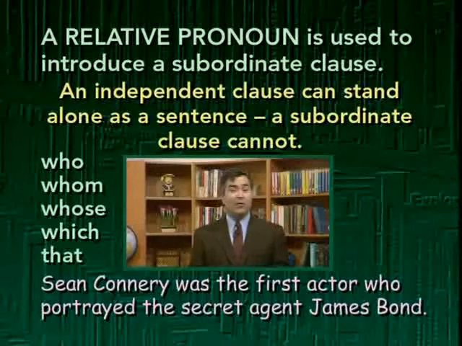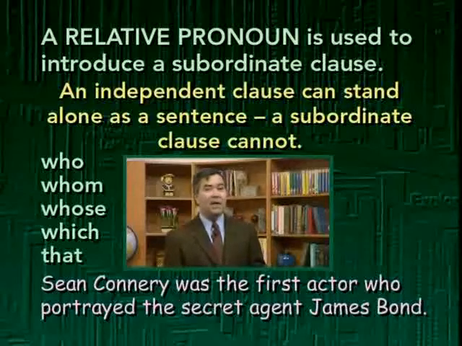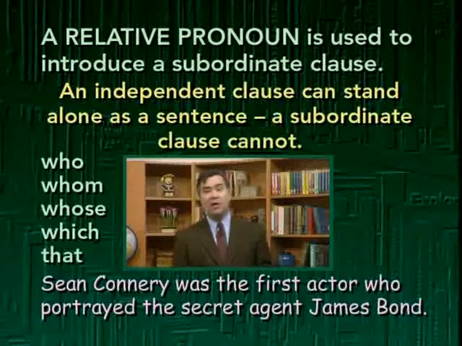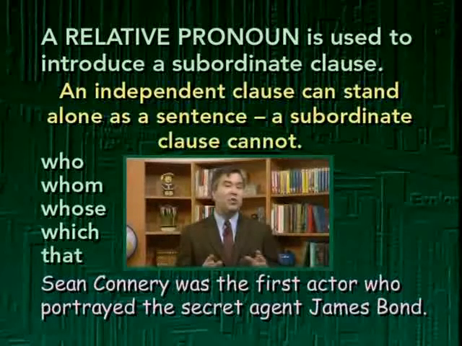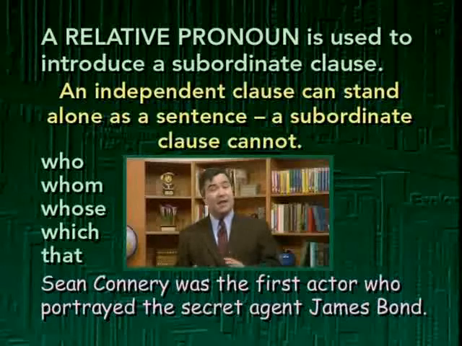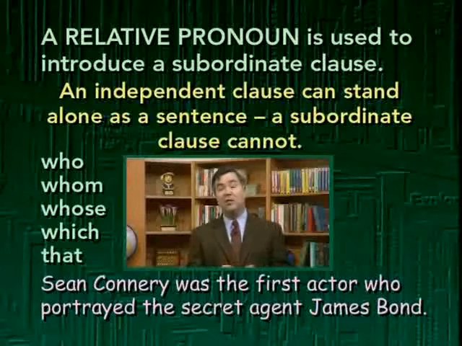Sean Connery was the first actor who portrayed the secret agent James Bond. Now here we have the relative pronoun who introducing the subordinate clause who portrayed the secret agent James Bond. Perhaps you can tell from the way that subordinate clause sounds that it can't stand alone as a sentence. It exists in the sentence to give more information about what kind of actor Sean Connery was.